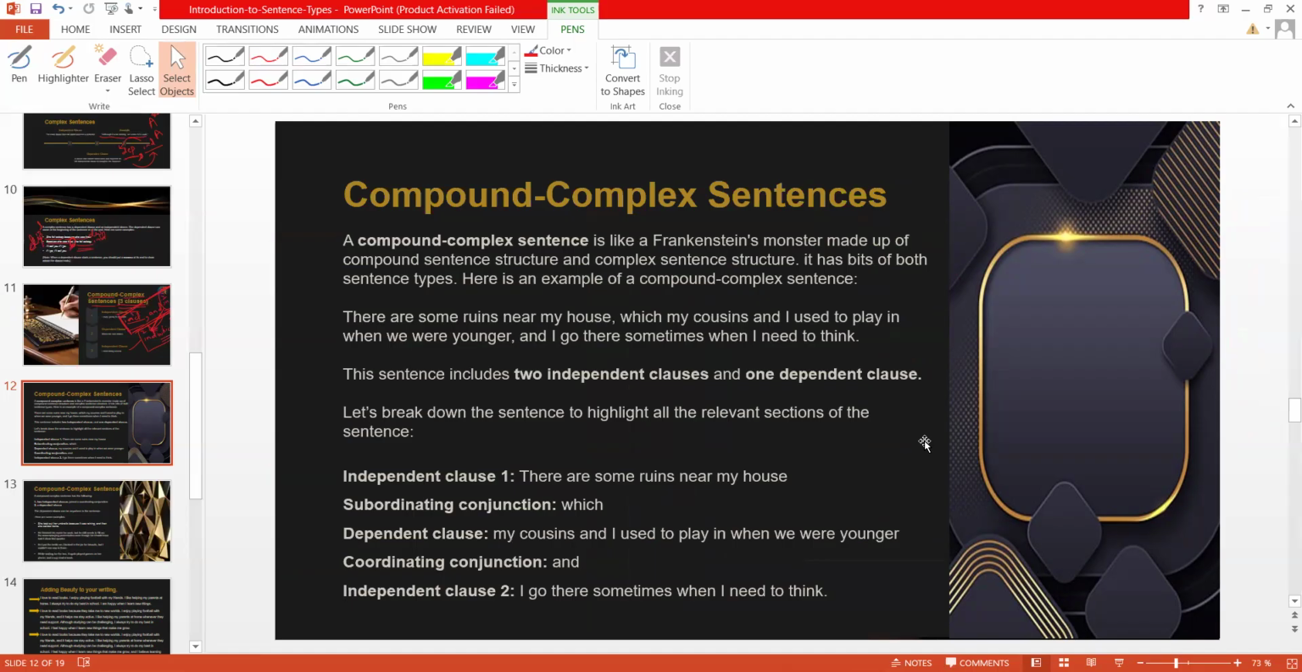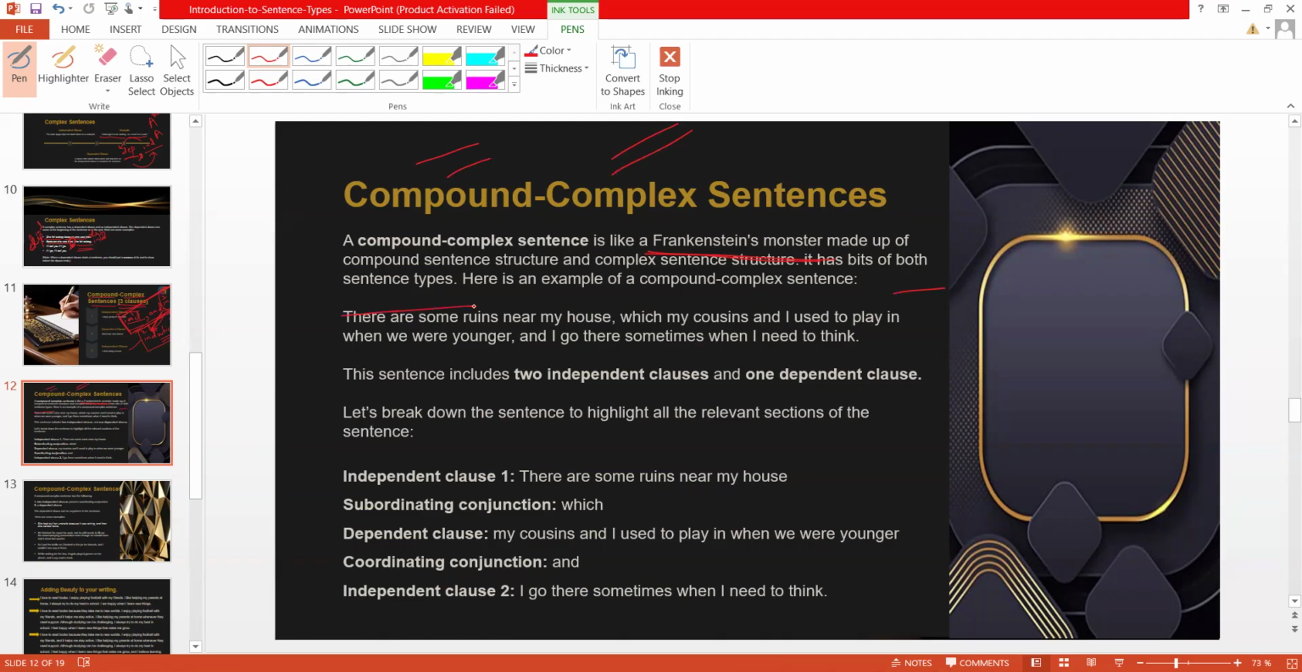A compound complex sentence is like the Frankenstein monster. You must have read the story of Frankenstein, a tidbit of everything. So we have a tidbit of a compound sentence and a tidbit of a complex sentence, and we have a shared independent or dependent clause in between. Isn't it so? This is how we make a compound complex sentence. It is made up of compound sentence structure and complex sentence structure. It has bits of both sentence types.